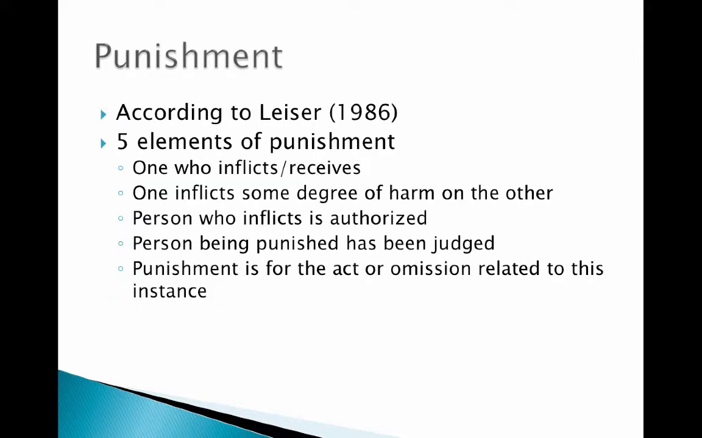According to Leiser, 1986, there are 5 elements of punishment. One who receives the punishment, one who inflicts some degree of harm on the other, the person who inflicts the punishment who is authorized to inflict it, the person being punished that has been judged for his or her crimes, and punishment for the act or omission of an act related to a particular instance of crime.